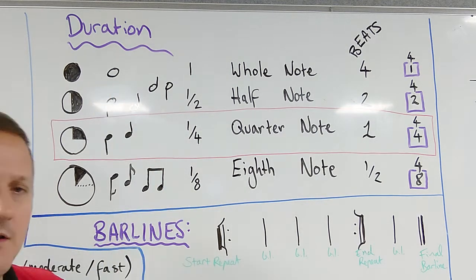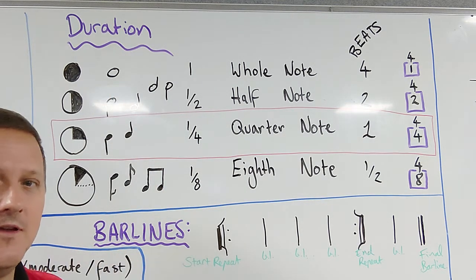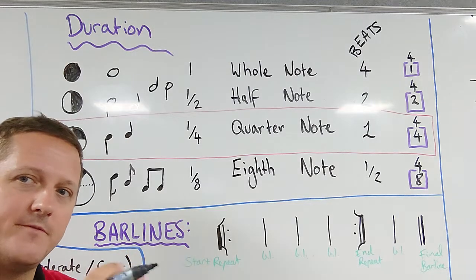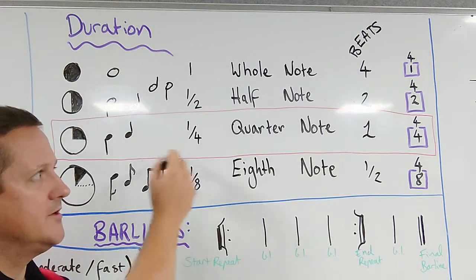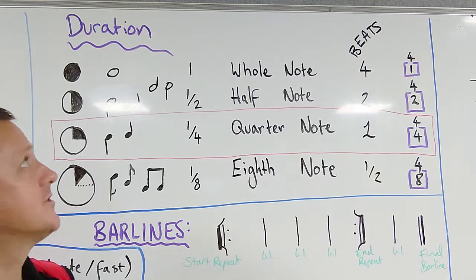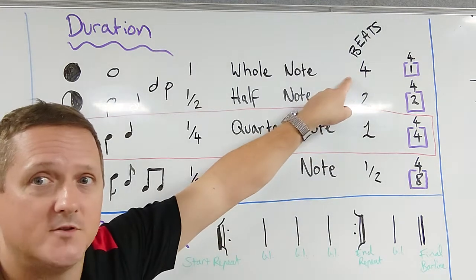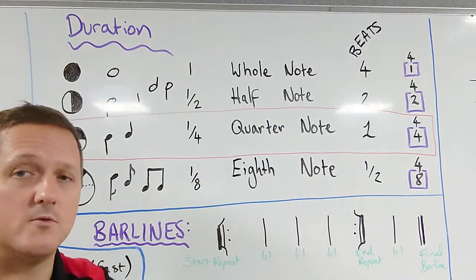So the whole note, or the whole pie out of the oven, when I chop it into quarters, I get 4 parts. So if the quarter note is my beat, a whole note is going to be worth 4 of those beats, because it's 4 times the size of the quarter.